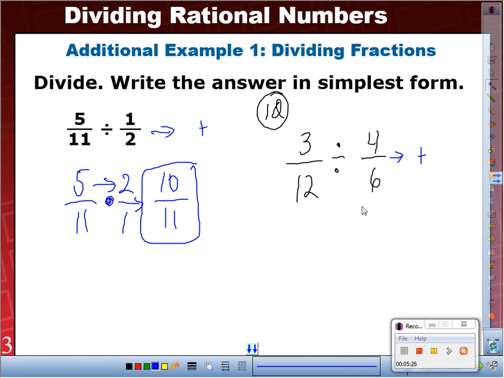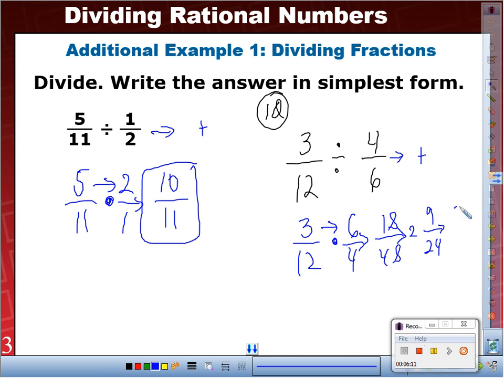Ariana, can you read step 2 again, please? Multiply the first fraction by the reciprocal of the second. 3 over 12 times the reciprocal of this one, which is 6 over 4. Therefore, this is 18 over 48. And what is our last step, everyone? Simplify. So I'm going to divide here by 2. That becomes 9 over 24. Can I divide by 3? This is 3 over 8, and we're done.